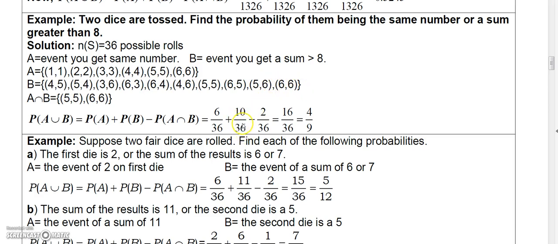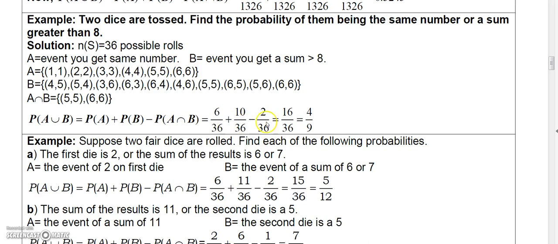And then subtract from that the probability of both events occurring, and there's only 2 ways that both events can occur. You can roll a 5-5 and a 6-6, and that'll give you that the dice are the same number and greater than 8.